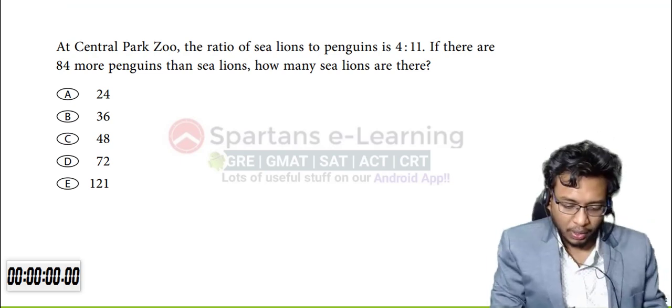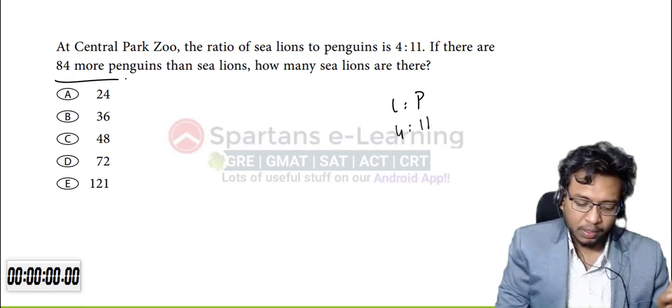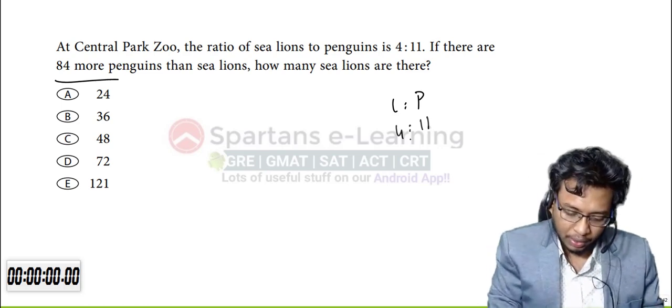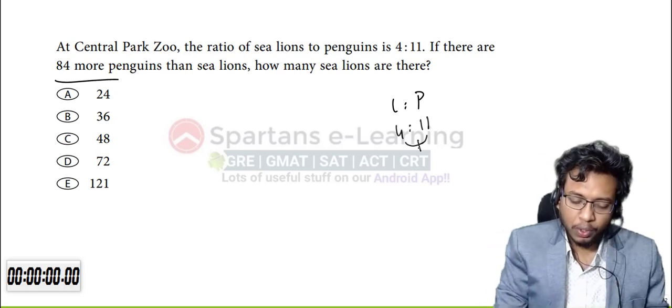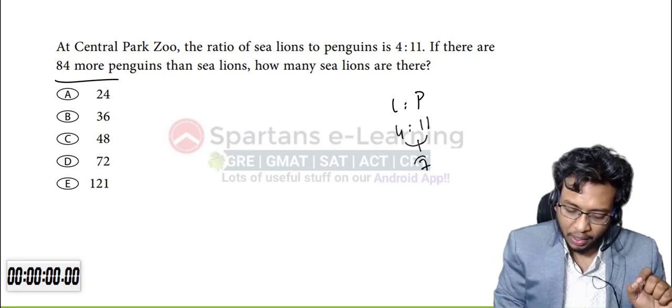Okay. So here if you see, C lions is to penguins is 4 is to 11. He said there are 84 penguins more than lions. So here what is the difference? How much more is there? 11 is 7 more than 4. So this 7 is actually a ratio part.